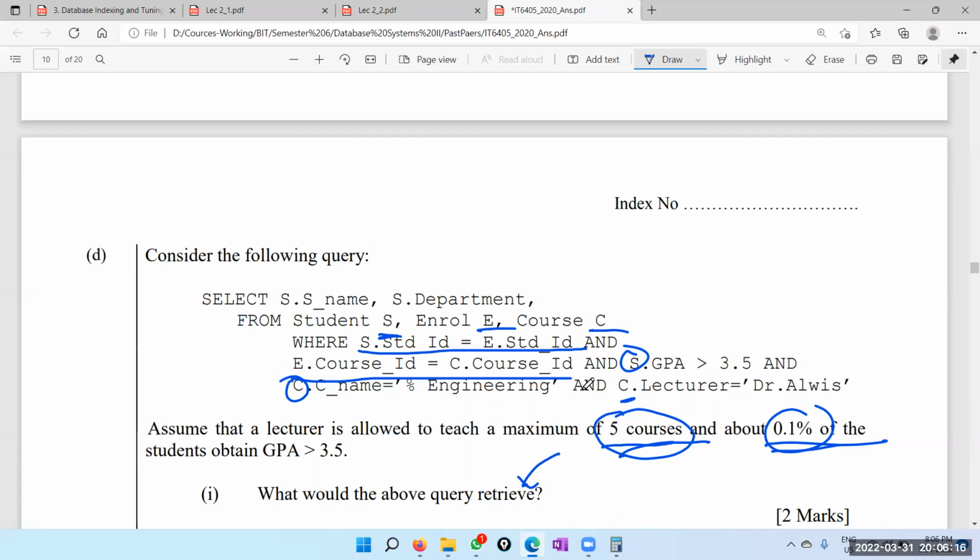students who are following engineering courses conducted by the lecturer called Dr. Alice. Because this is a pattern matching, there can be some different engineering courses, but it has to be an engineering course. The course name must have the part engineering, and the lecturer who is conducting this course must be Dr. Alice. At the same time, the student must have got a GPA of greater than 3.5 as well. So that is for the student's GPA, not for that particular course. Okay, so that is my explanation. I assume this is asking to explain the query.